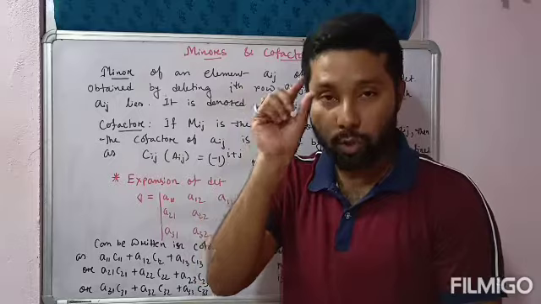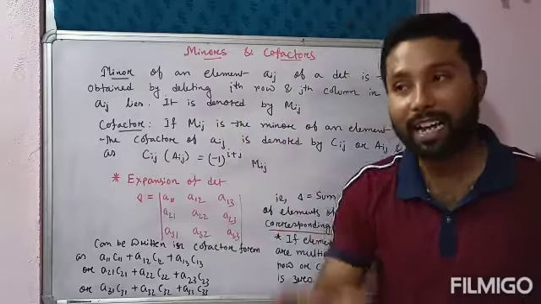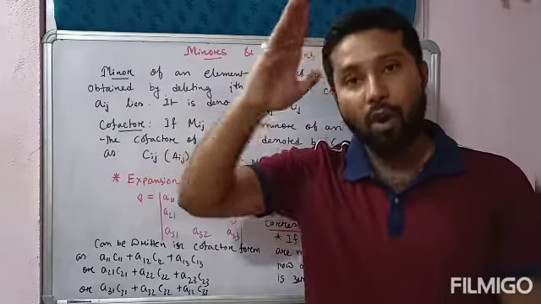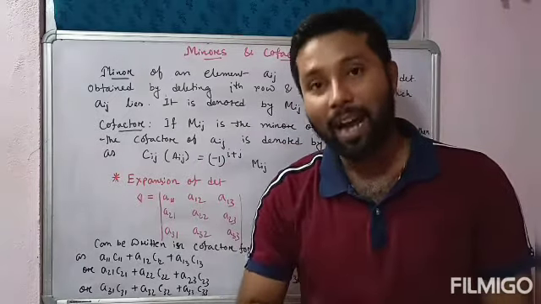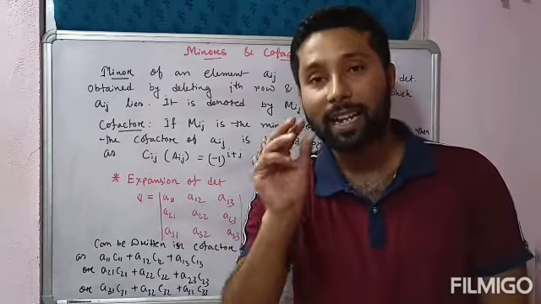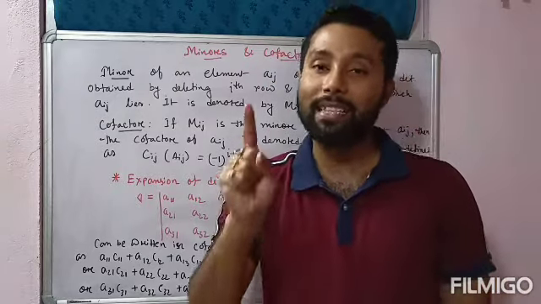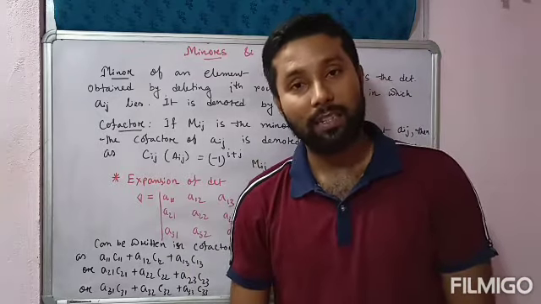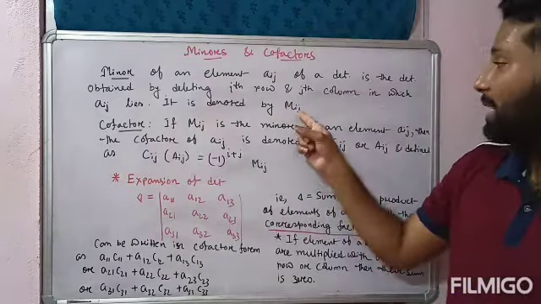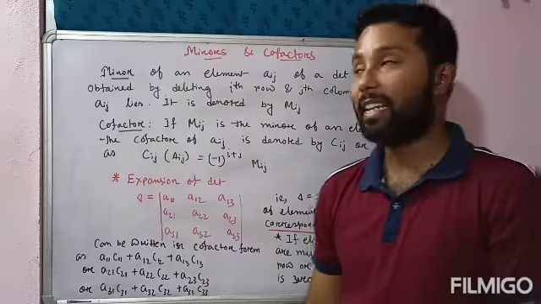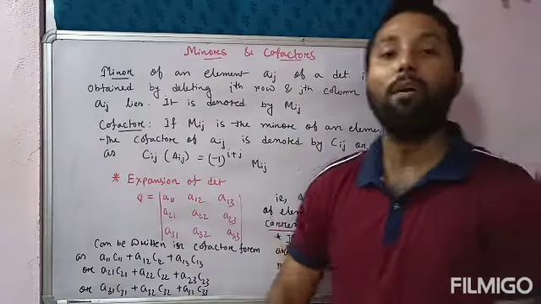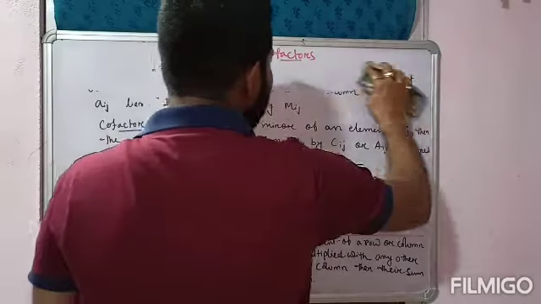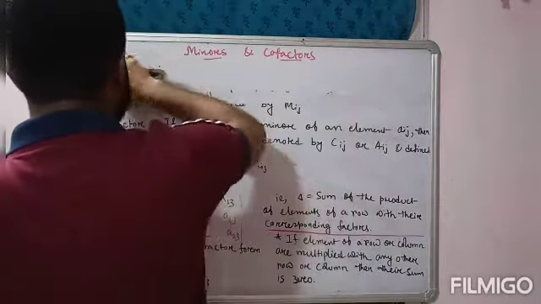That means, to find the minor of an element from a determinant, after deleting the row and column of that element, whatever remains is nothing but the minor of that particular element. Okay? And minor of an element is denoted by what? Mij, capital letter M, M for minor. Now I will give one example: how to find the minor from a determinant.